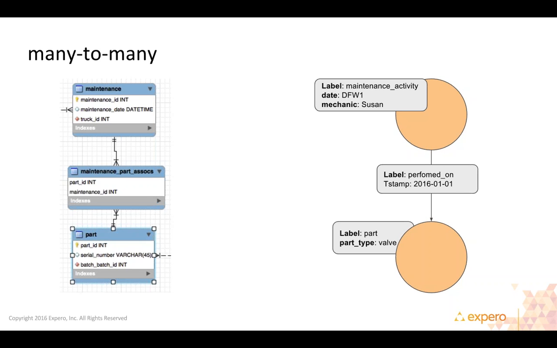So one way to do this is, again, it looks very similar to the previous slide. We just add an edge between our maintenance activity vertex and our part vertex. And you can associate the different properties and then use them while you're querying or pulling data back for any sort of analysis that you want to do.